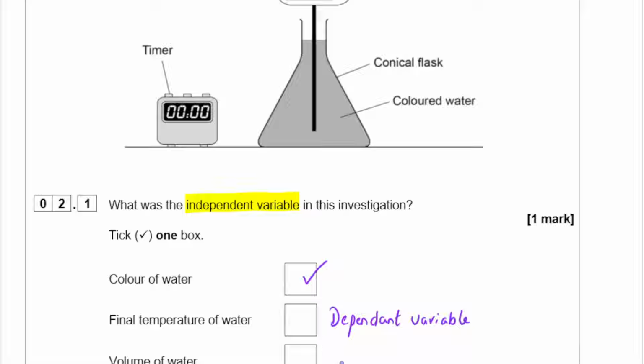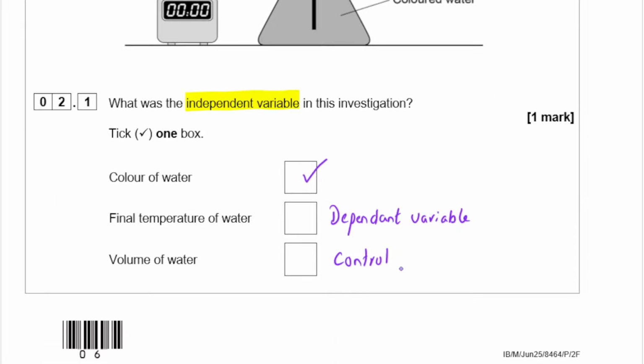And the volume of the water is actually your control variable. Pull it up a little bit. Control variable is what you don't change. Dependent variable is what you measure. The independent variable being what you change. And control variable you keep the same.